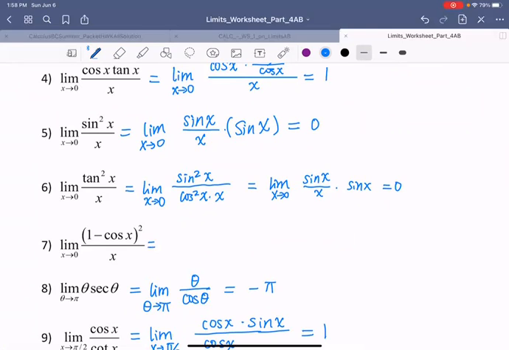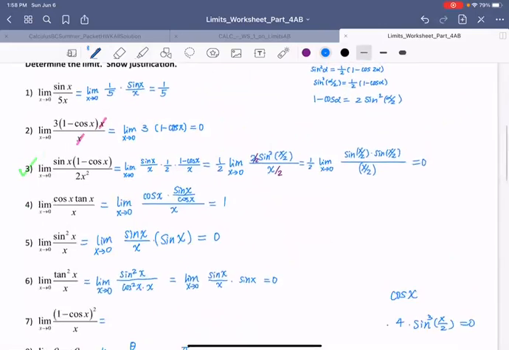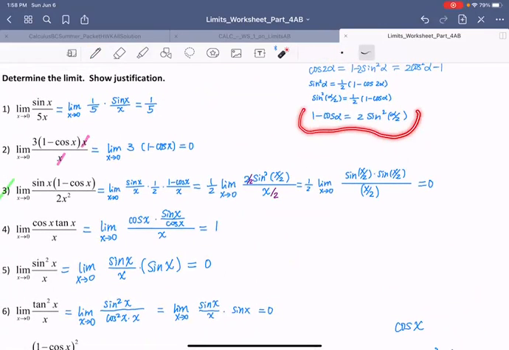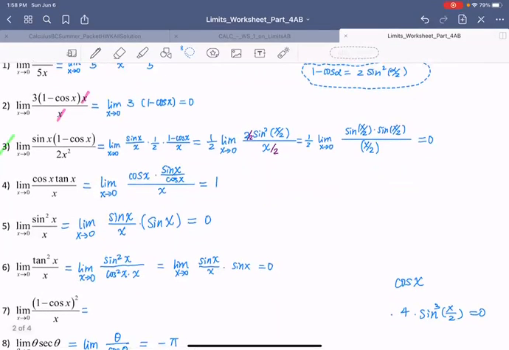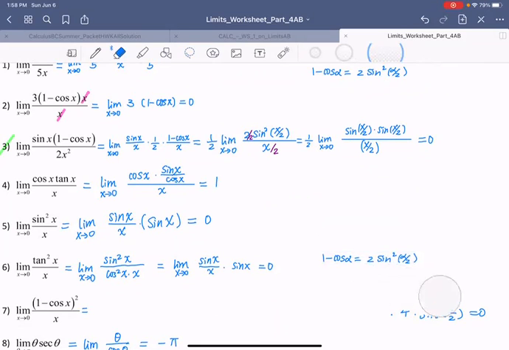1 minus cosine x. There is something we wrote down just now. Emily, what I want you to do is just read this formula. Go ahead, read this formula, please. 1 minus cosine alpha equals 2 sine to the power of 2 of alpha over 2. Okay, yeah. You kind of remember this formula a little bit from PreCal. Now we copy down this formula.